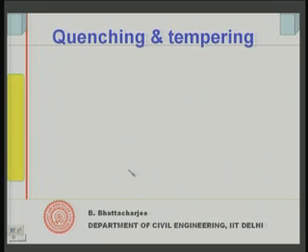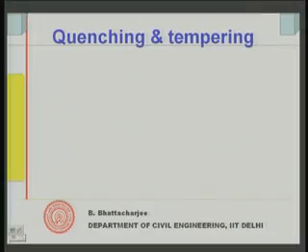Now let us look at another process by which we change or improve the properties of plain carbon steel. The process is known as quenching and tempering, and some of these are very important for us. In the last lecture we discussed strain hardening, which is very important, and now we will see that quenching and tempering is also important, because we use many reinforcing steels based on both these principles.